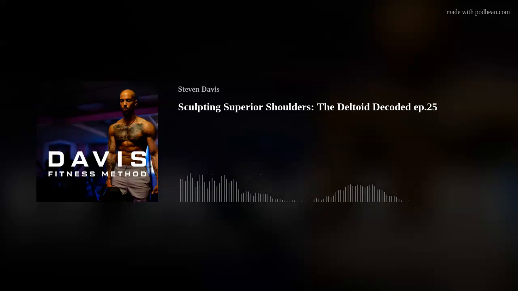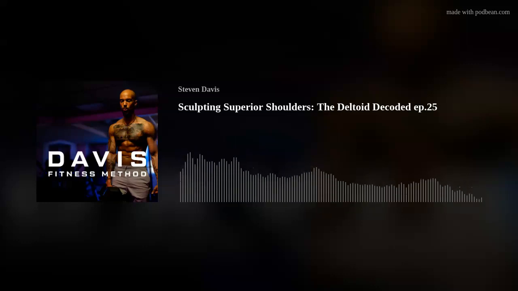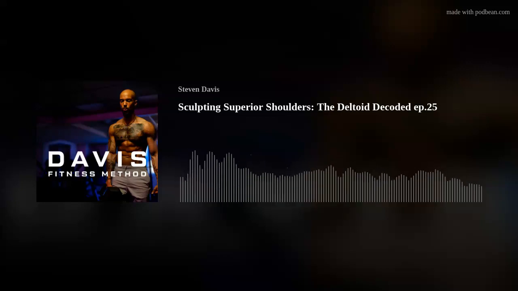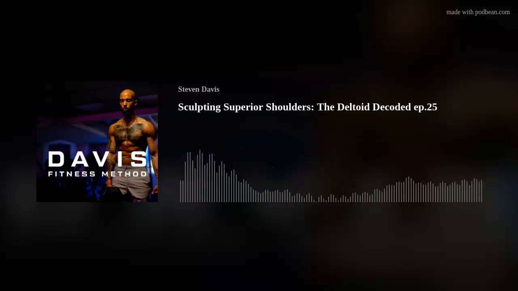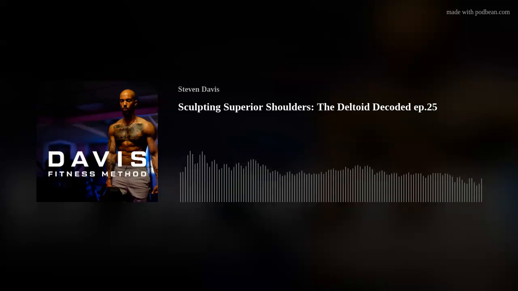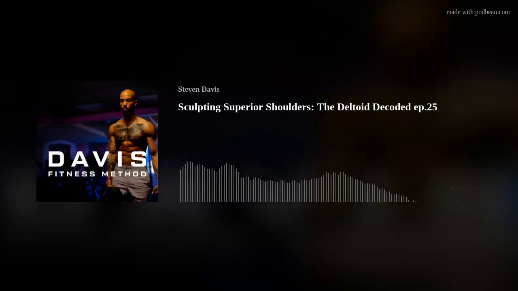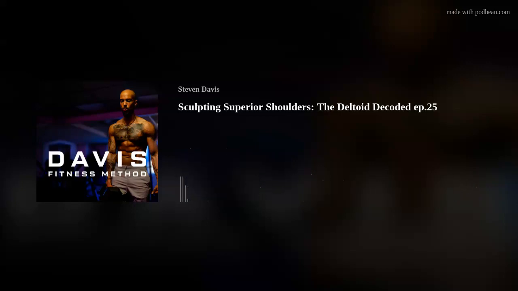And then the posterior, its origin is on the lower lip of the posterior border of the spine of the scapula. So think of your shoulder blade, and it's the lower border of that spine. If you reach for your shoulder blade, come over the top, and find the bony ridge in the middle of your shoulder blade, it's the lower lip of that border of the spine.